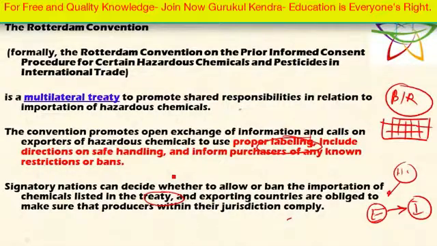And also the convention obligates the exporting countries to make sure that the producers of various hazardous chemicals within the territory of its country abide by the various rules and regulations of the Rotterdam Convention. So this will facilitate the exchange of information as well as informed decision making by the importing countries related to trade of the hazardous chemical.